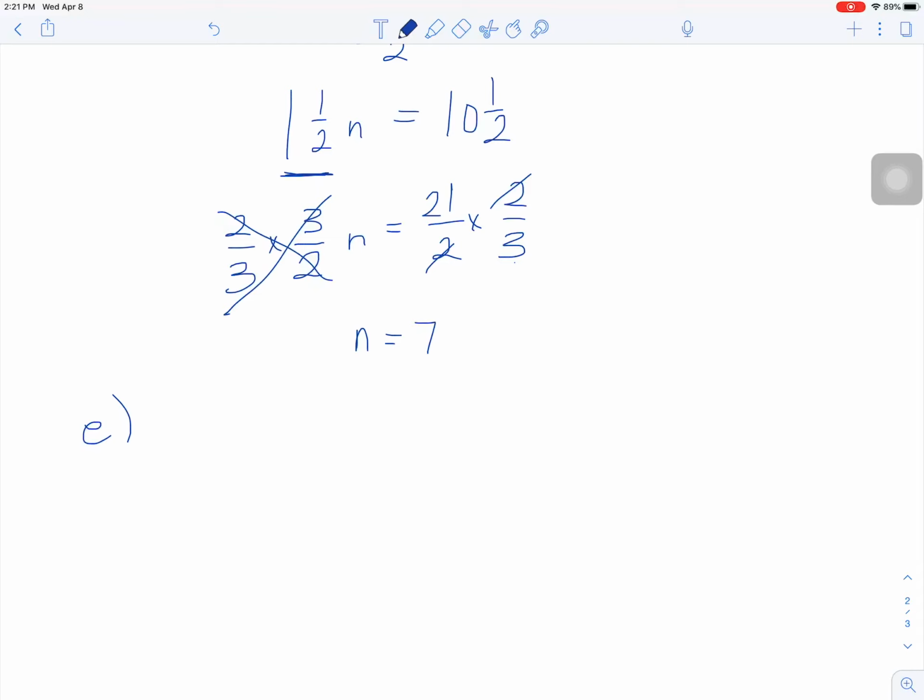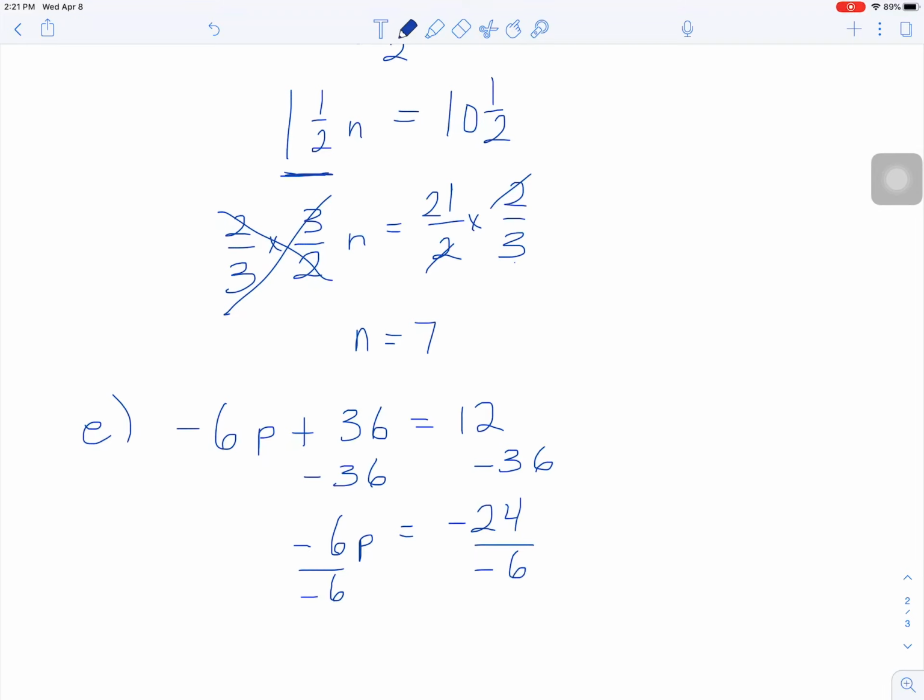Let's go to E. When we work our way through the E, we have negative 6p plus 36 equals 12. Again, we're going to have to take away 36 from this side, and we're going to have to take away 36 from this side. So we get negative 6p equals negative 24.